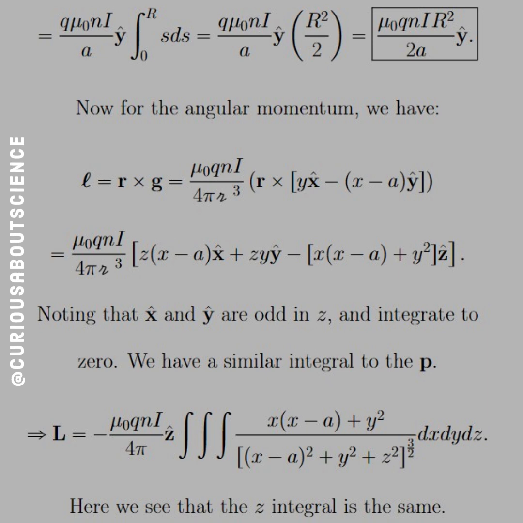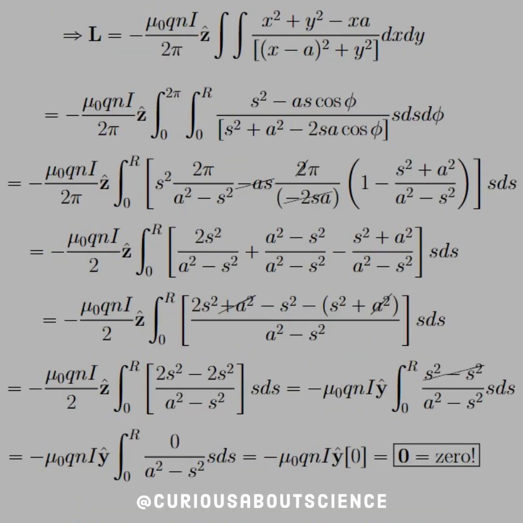And we're left with L is equal to negative μ₀qnI over 4π z-hat triple integral dx dy dz. Again, only in the z direction because of the odd entries of z. And here we do the z integral as the same. And then we simplify that down, and we get x squared plus y squared over x squared plus y squared minus x over a, and that, minus x over a, all divided by the bracket x minus a squared plus y squared, dx dy.